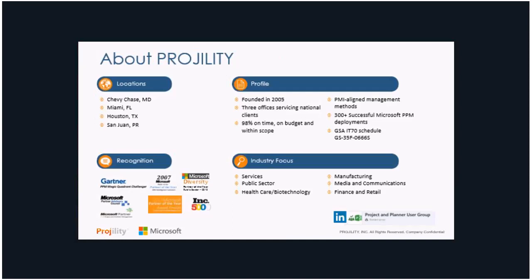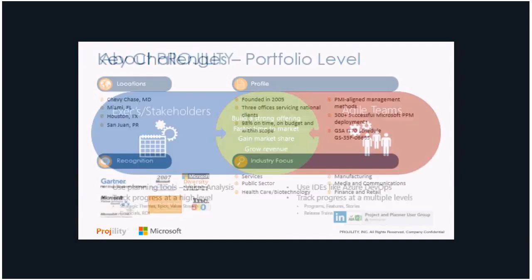A little bit about Progility for those who don't know us. We are a specialized consulting firm known for our work in the Microsoft PPM space. Typically, clients will come to us when they can't easily explain what's going on across all their projects. They often don't know what resources are working on what, and they can't get consistent reports, metrics, and dashboards out to make business-based decisions about their projects, their portfolios, and their resources. We are based in Chevy Chase, Maryland, with offices in Miami, Houston, and San Juan, Puerto Rico. And we've worked with literally hundreds of clients over the last 15 years to help them successfully plan and implement PPM solutions.